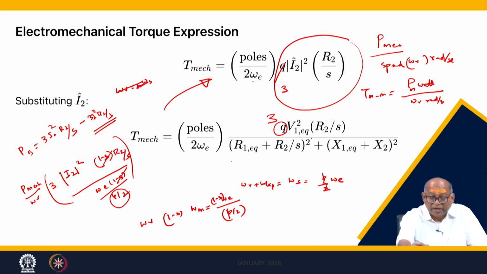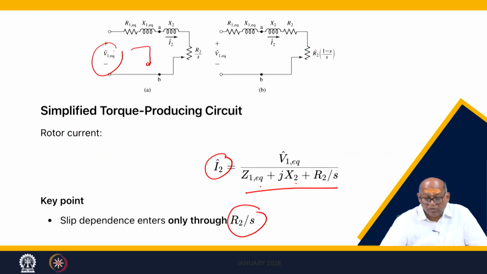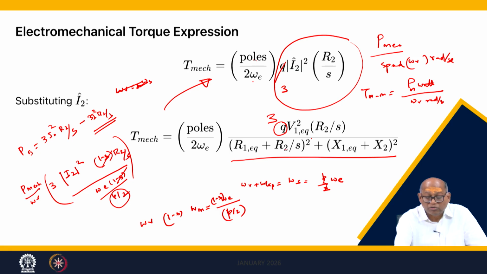If you do everything together, this becomes 3. So, I2 once you find from that, I2 square becomes this, with R1eq plus R2 by s whole square plus X1eq plus X2 square as the impedance square, and this is the torque. So, this is the expression of torque. So, this torque is dependent on slip in a non-linear way, not in a linear way. So, this is a very non-linear equation.